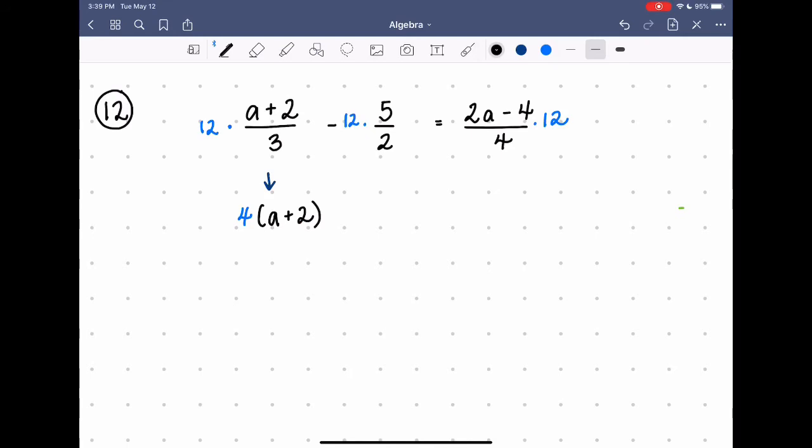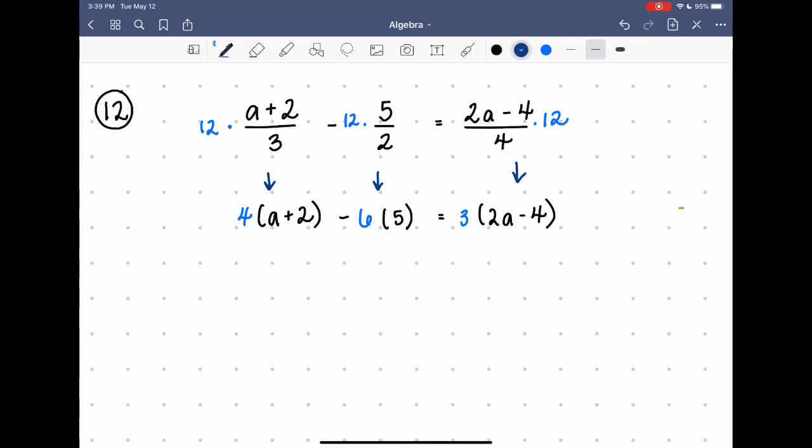And in the second term, I have a 12 divided by 2. And I can change that whole thing to be a negative 6 times 5. Can't lose that negative there. In the last term, I'm going to have a 12 divided by a 4, which is 3. So I'm left with 3 times that whole numerator, 2a minus 4. Okay, now everything is linear. We don't have any denominators that we have to worry about, and I can just move left to right.